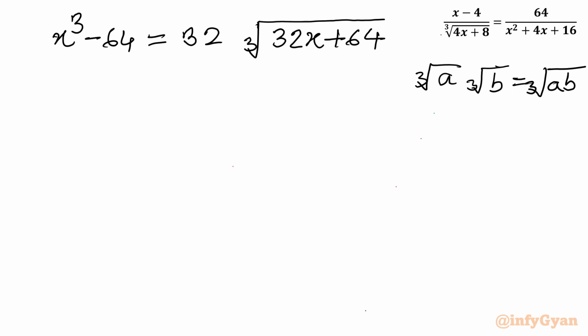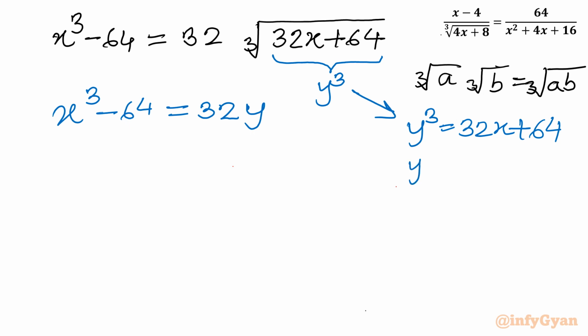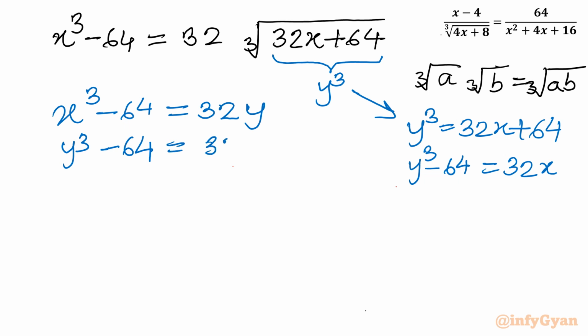Now I will give the substitution as usual, the standard one. The radicand inside the cube root, I will consider it as y cube. So I am writing y cube is equal to 32x plus 64. So this equation will become x cube minus 64 is equal to 32 times y, since cube root of y cube is y. Okay, done. From this substitution equation, I can write y cube minus 64 is equal to 32x.